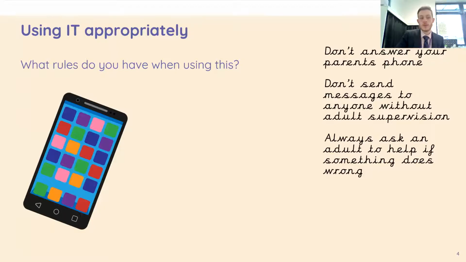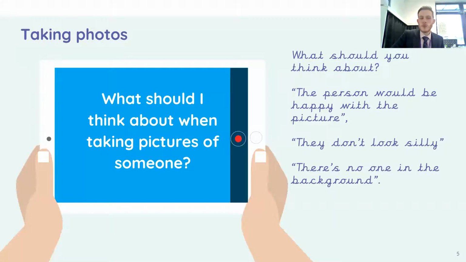One of your rules for when using this phone might be you're not allowed to send messages to anyone without your supervision, your adult that's stood next to you. And maybe if something goes wrong, you could always ask an adult for help. That might be one of your rules, a bit like Smarty the Penguin's rules. Now we've got some other rules here.